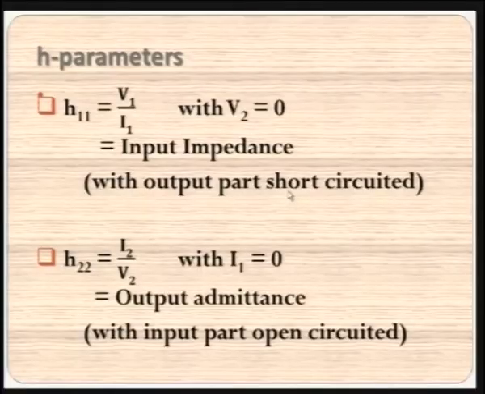Open circuited, current is 0. Short circuited, voltage is 0. So, these terminologies we use here. So, with the output port short circuited, that is V2 is 0, we have H11. Similarly, if you want to get H22, the input is open circuited, so current becomes 0 and it is called output admittance.